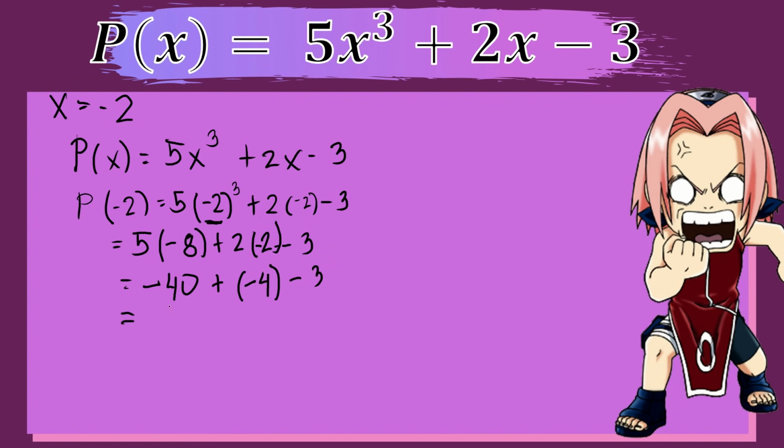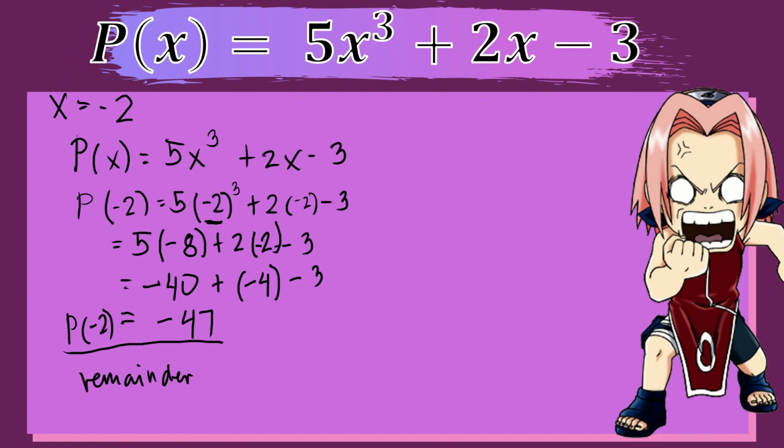So, proceed na tayo. So, what is negative 40 plus negative 4 minus 3? So, the answer is negative 47. So, we have the value of this function when x is negative 2 is equal to negative 47. And negative 47, yan na rin yung remainder when we divide si 5x cubed plus 2x minus 3 kay x plus 2. So let us try to verify.